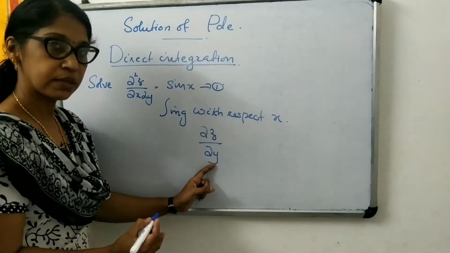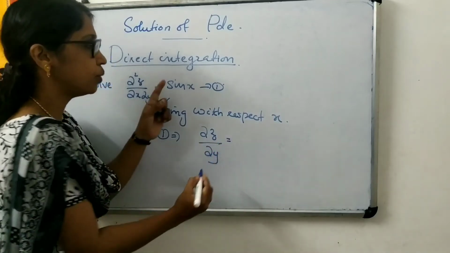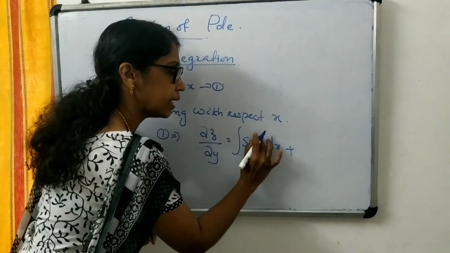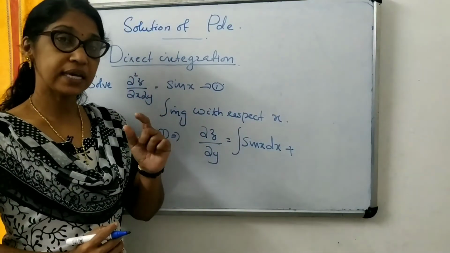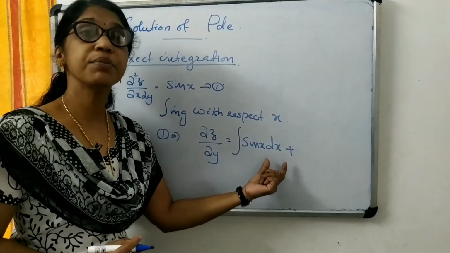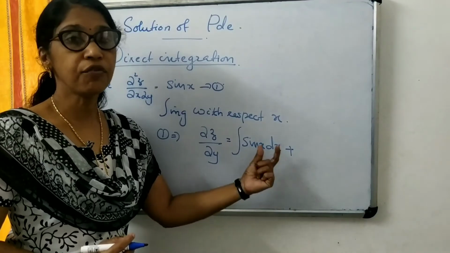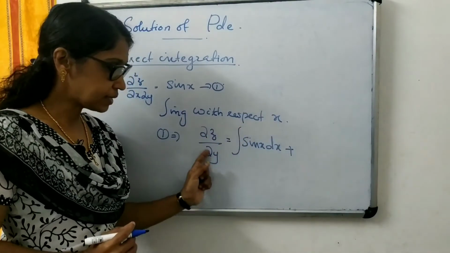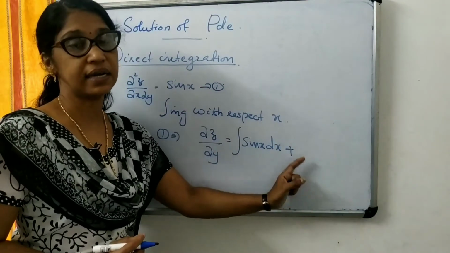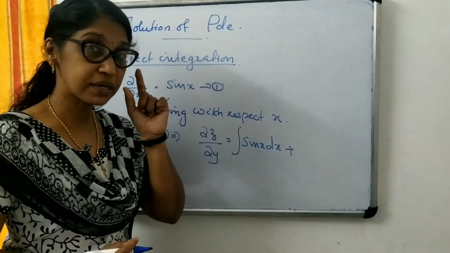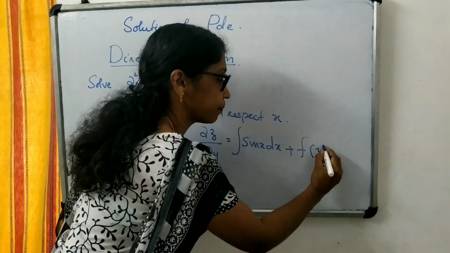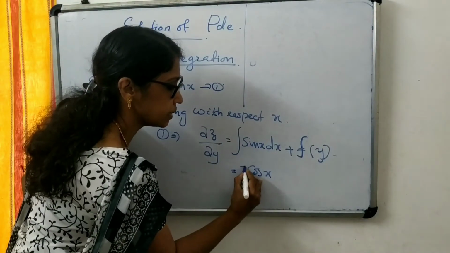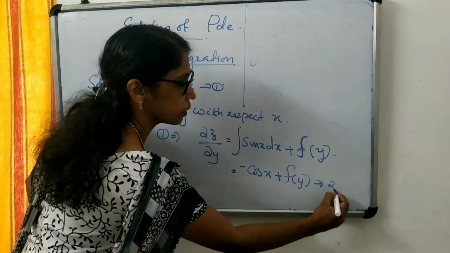So equation 1 becomes ∂z/∂y equal to integral of sin x with respect to x, that is integral sin x dx plus a constant of integration. Instead of adding the constant of integration c, here we are adding an arbitrary function. We have to add an arbitrary function of the variable which we kept as a constant. Here, what is a constant? We are integrating with respect to x, so y is a constant. So we have to add a function in y as an arbitrary function, not an arbitrary constant, that is f of y. What is integral of sin x? Integral of sin x is minus cos x. So minus cos x plus f of y. This is equation number 2.